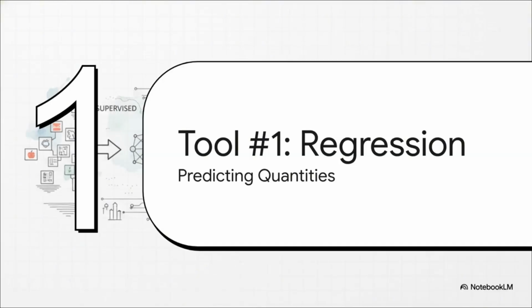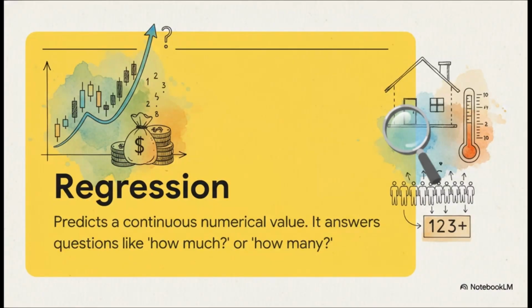So our very first tool, regression, falls right into that supervised learning category. And its entire job, its whole purpose, is to predict numbers. Yep, regression models are your go-to whenever you need to predict a specific quantity. They're designed to answer questions like how much or how many. The output is always a continuous number. We're talking things like a price, a temperature, or next quarter's sales figures.